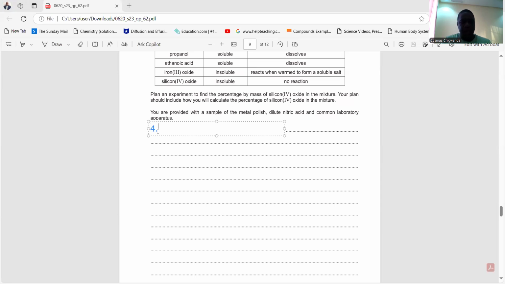What do we do now? Okay, using filtration apparatus, filter. I want to filter off, okay? Using filtration apparatus, I want to filter off silicon 4 oxide.